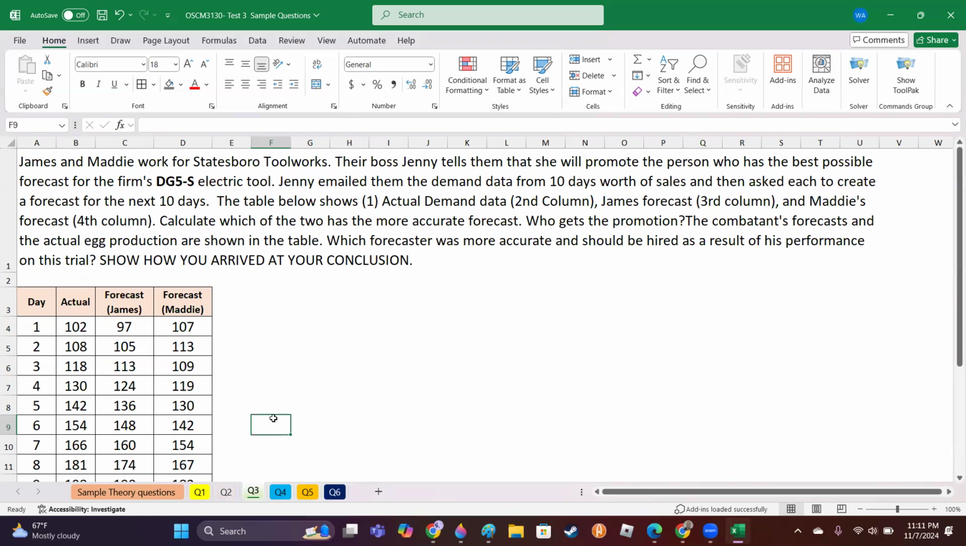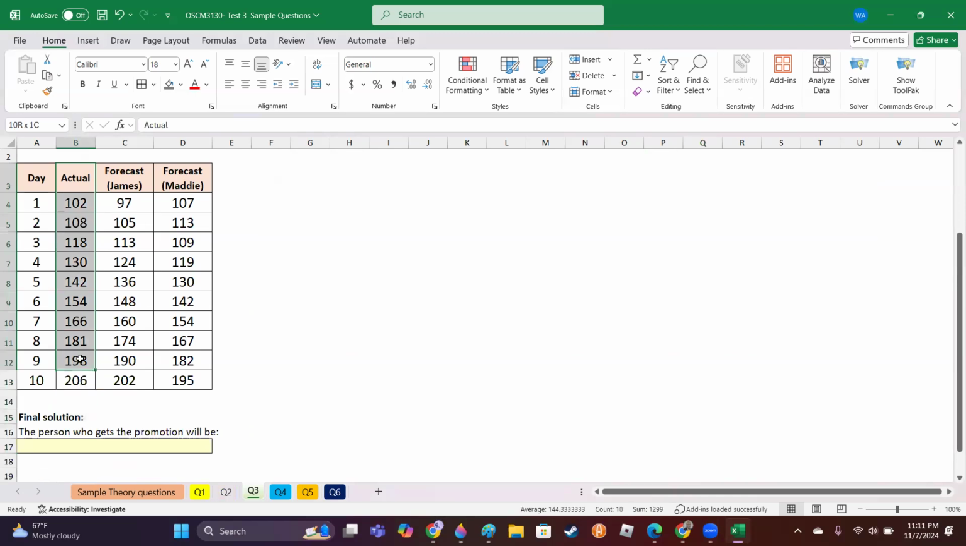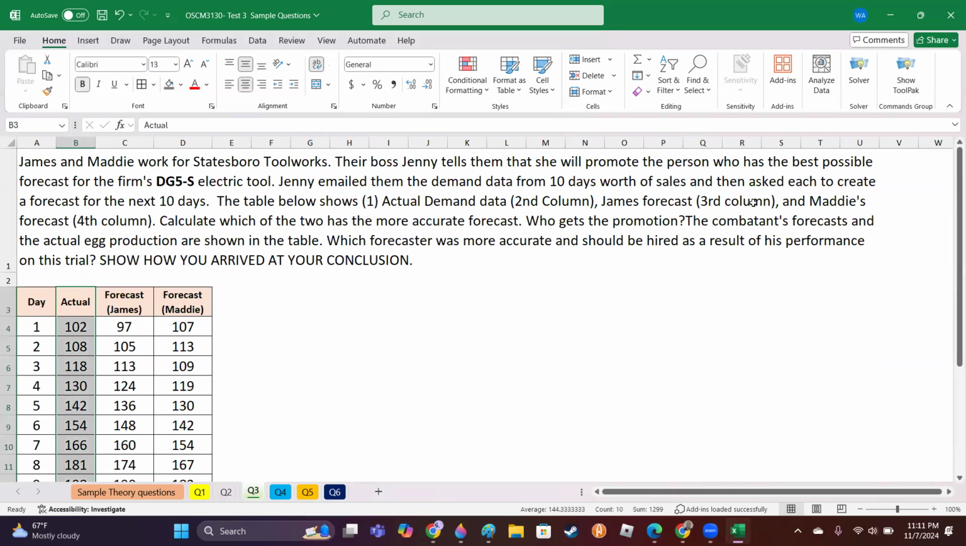The boss tells them that she'll promote the person who has the best forecast for the firm's electric tool. Jenny emailed them the demand data. So this is the actual demand data here. And then she asked them to place a forecast, okay? The table below shows actual demand, and then it shows James's forecast and Maddie's forecast. Calculate which of the two has the more accurate forecast. Who gets the promotion, okay?